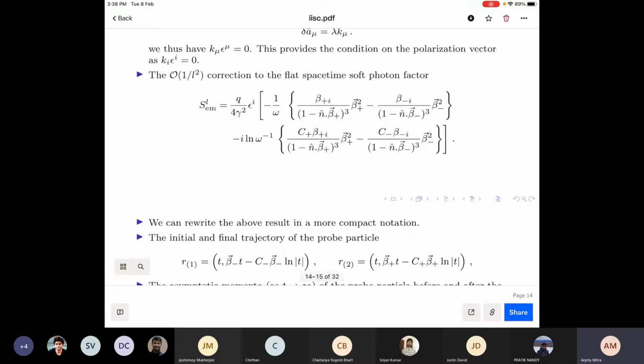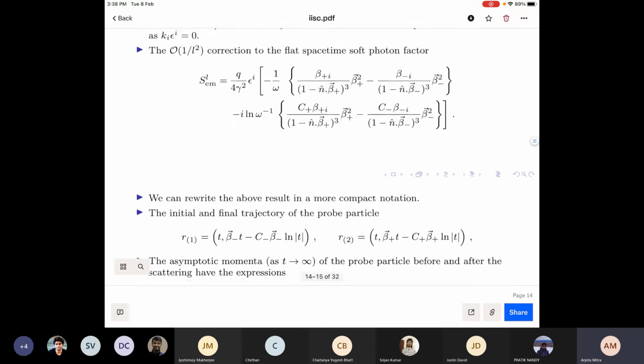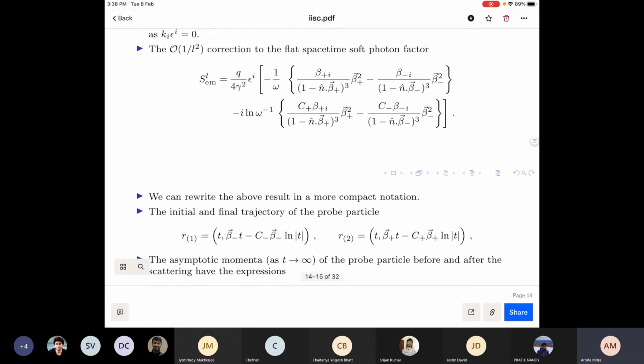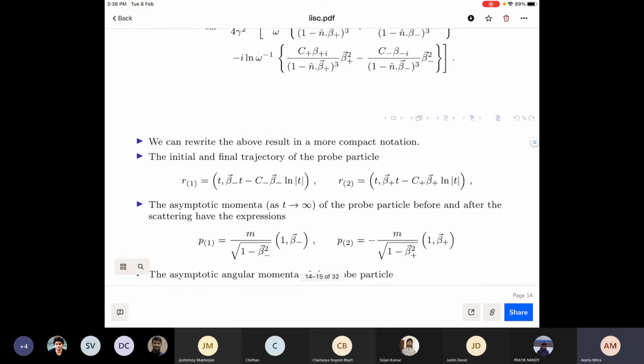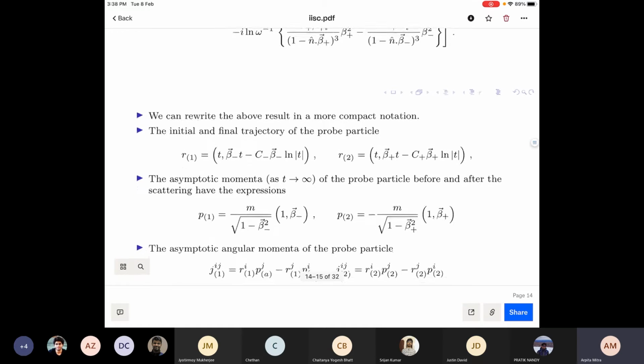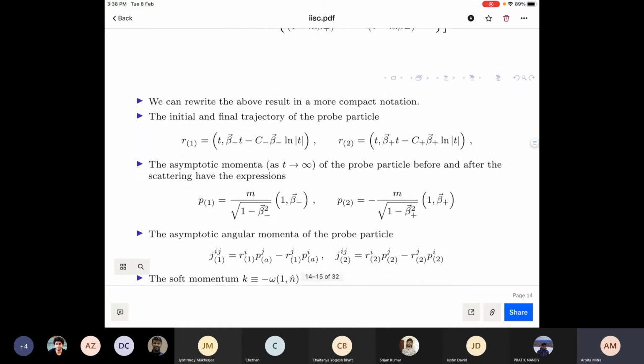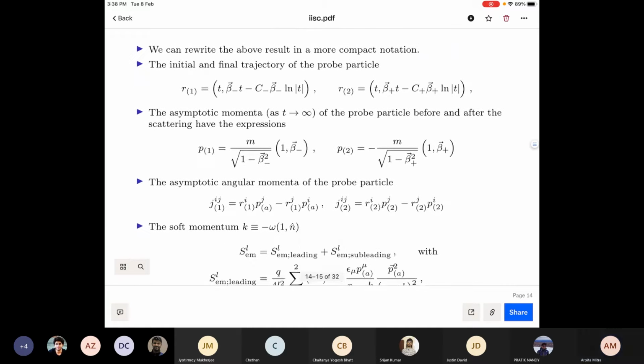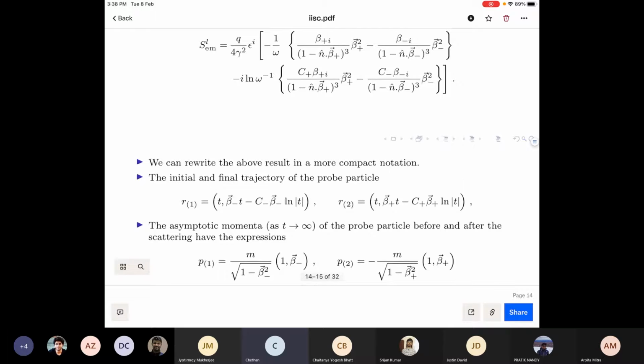This result can be expressed in a more compact notation. If we rewrite the initial and final trajectory of the probe particle in this manner, along with the asymptotic momenta of the probe particle before and after the scattering, we can then also rewrite the asymptotic angular momenta in terms of this trajectory.